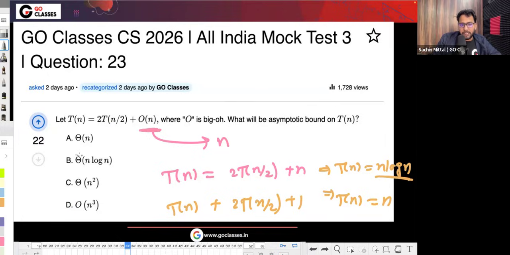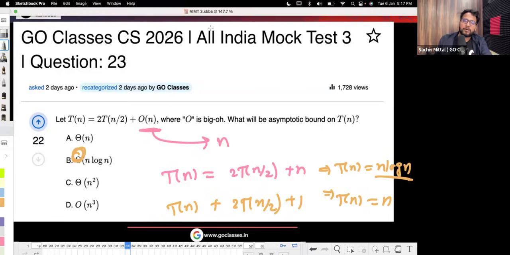Okay. See, if here instead of theta, if I have big O of n log n, will it be the correct answer? If I have big O of n log n? Just think about it.